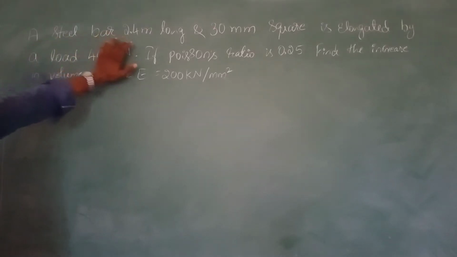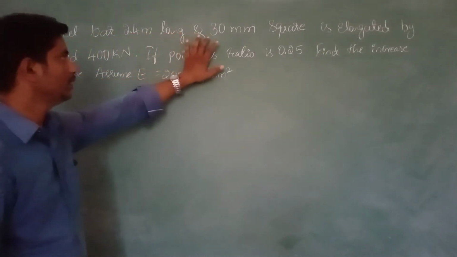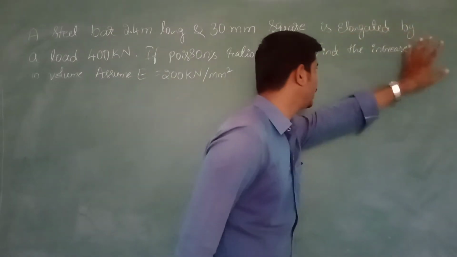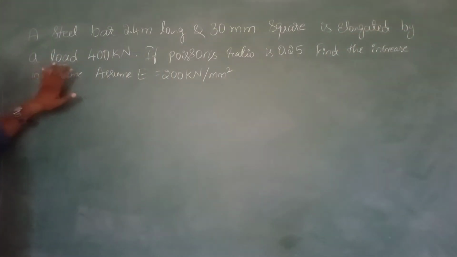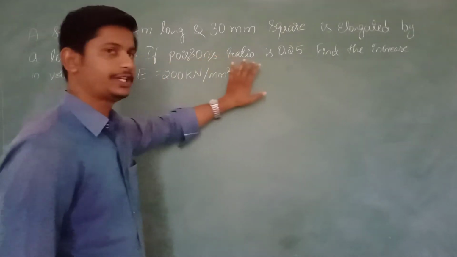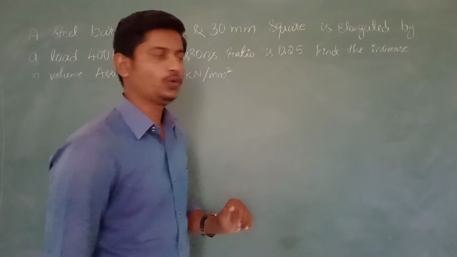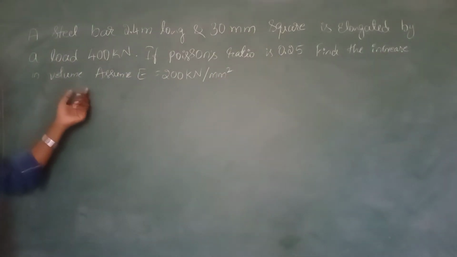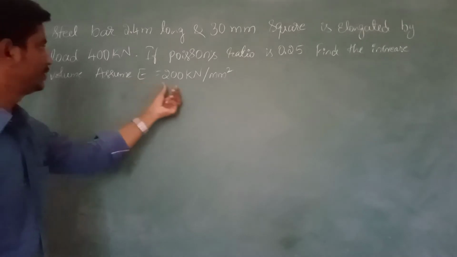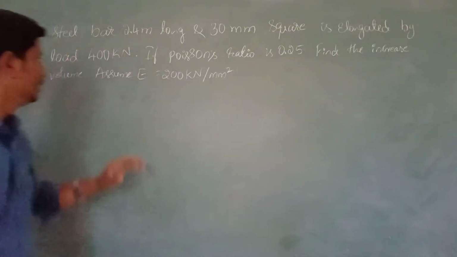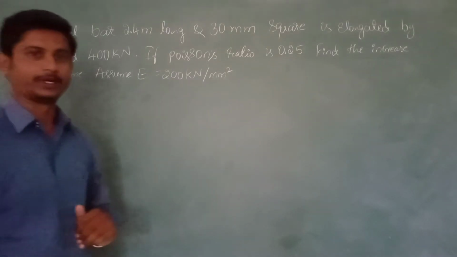A steel bar 2.4 meter long and 30 mm square is elongated by a load of 400 kN. If Poisson's ratio is 0.25, find the increase in volume. Assume Young's modulus is equal to 200 kN per mm square. This is the given problem statement.